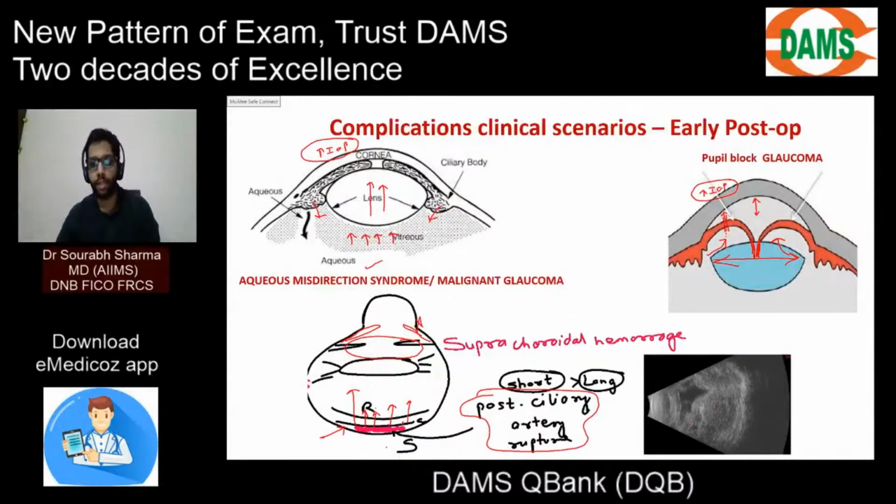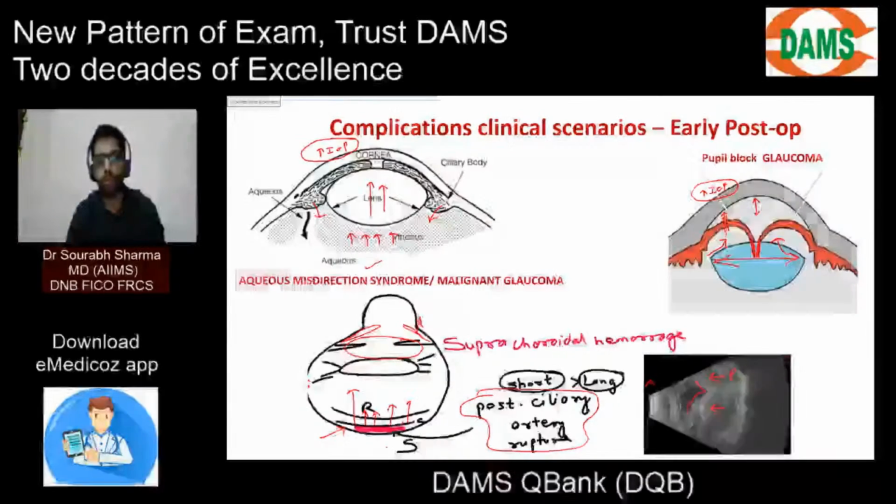B scan, there is a hemorrhage. These are the choroids which are detached. This is the anterior part of the eye. This is the posterior part. See, this is the choroid, and there is blood which is pushing the choroid forwards, leading to choroidal detachment, but hemorrhagic choroidal detachment.